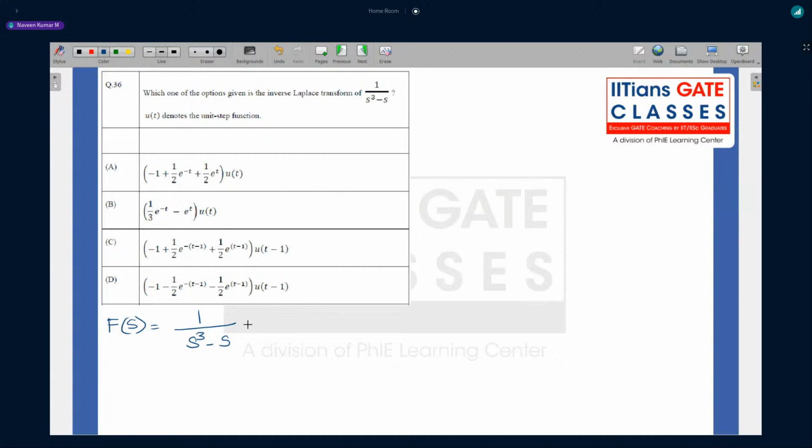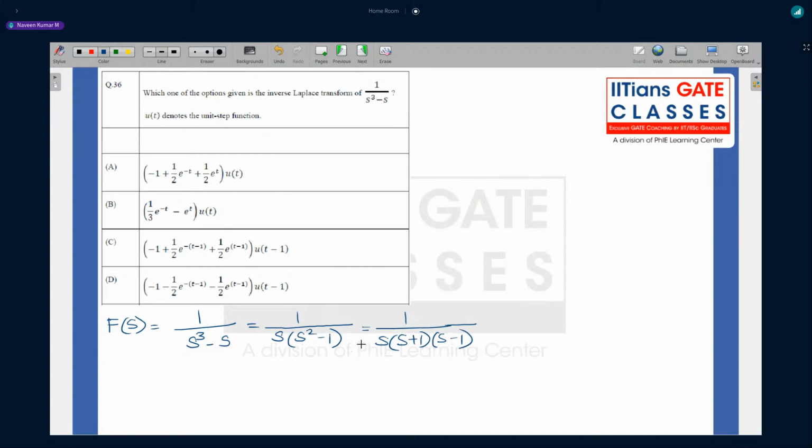So what you have to do, this thing I can write as s common, s square minus 1, and further I can write that as s into s plus 1 into s minus 1. Now you have to split. That is what is important.